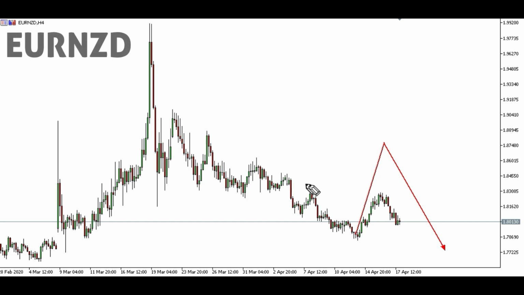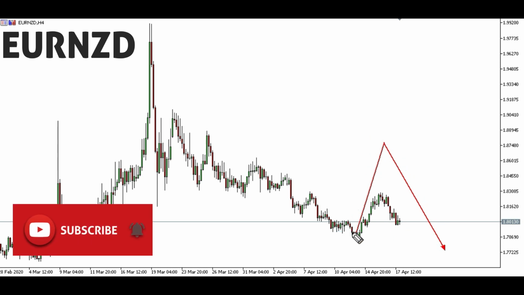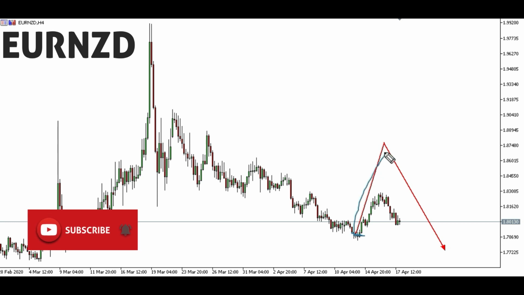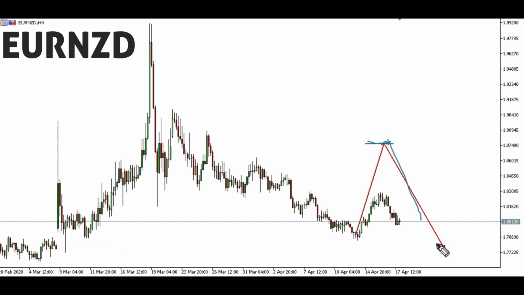EURNZD. EURNZD, we forecasted an impulse move. We said from this level, we're looking for an impulse up. Then from this level, after we get an impulse up, we'll be looking forward to taking the sell. Our interest was not in the buy move, but the sell opportunity. So we just moved impulse halfway. We did not get to our level, so we just ignored this. All we wanted was to get an impulse to this level, then sell all the way down here.